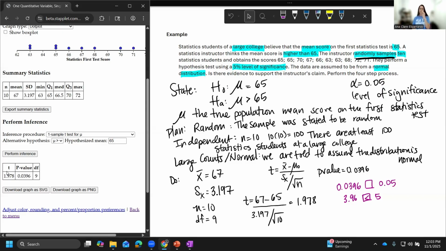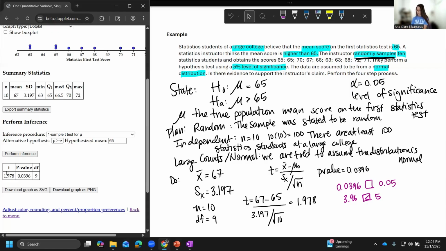This means that assuming that the test score was 65, only 3.96% of the time would we get the test statistic that we did, or the sample data that we did, or data more extreme purely by chance, assuming that the test score was 65. So this is saying it's really unlikely that the test score was 65. It's likely that we have evidence for the test score being higher than 65.